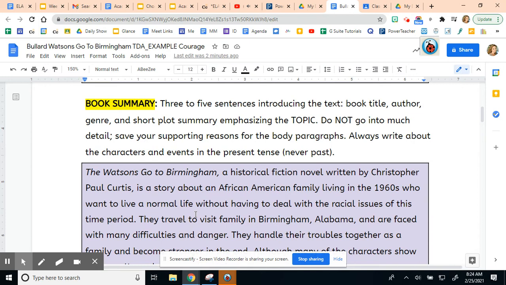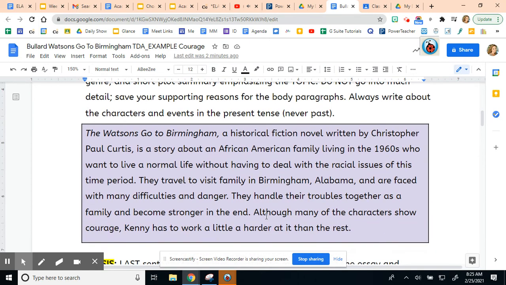And I wrote The Watsons Go to Birmingham, a historical fiction novel written by Christopher Paul Curtis, is a story about an African American family living in the 1960s who want to live a normal life without having to deal with the racial issues of the time period. Yes, that was a long sentence, but I want you to notice everything I put in it. I have the book title. I have the author, Christopher Paul Curtis. You need to include the author too. I have the genre, historical fiction, and I've started a little summary of the plot. So you can use mine as a model if that helps you, okay?